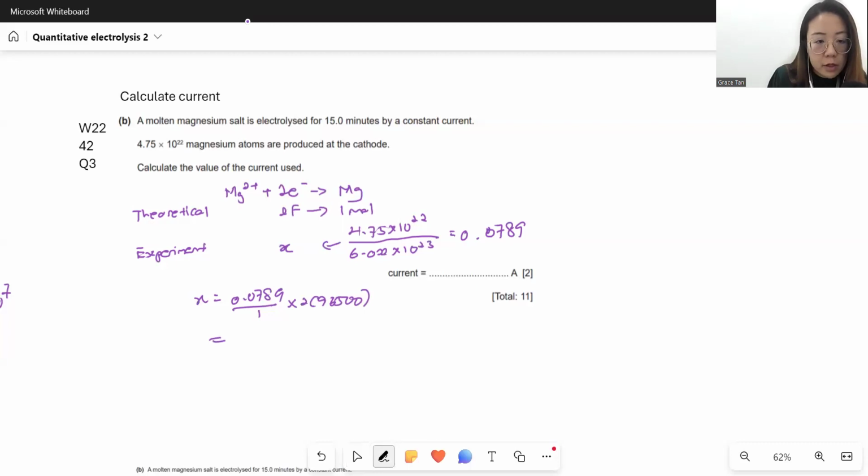So the total quantity of charge passed in your experiment is 15,223 coulomb. Now 15,223 coulomb is the quantity of charge, which is equivalent to IT. So I is the question mark, T is the time, which is 15 minutes; you convert it to seconds by times 60. So your ampere, or your current, is 16.9.